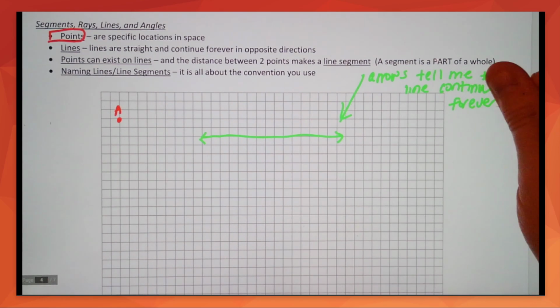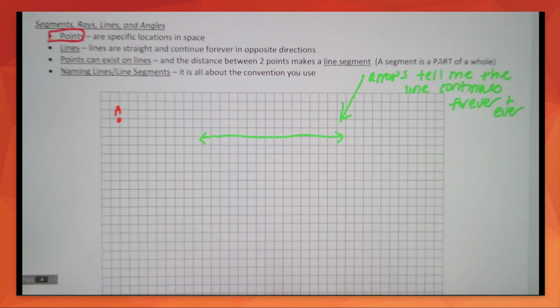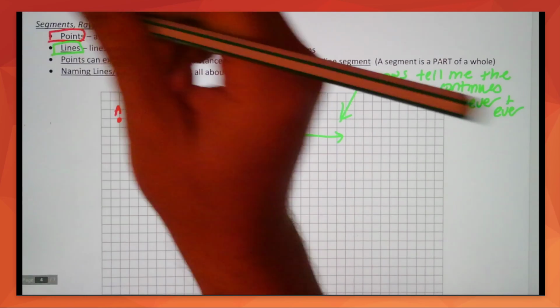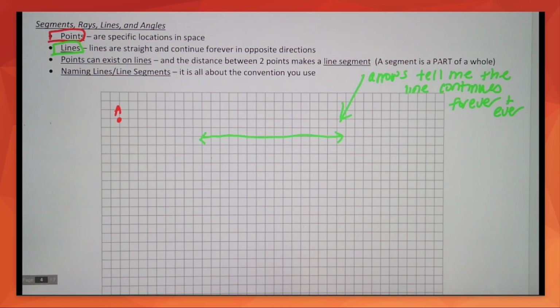That's forever and ever. Okay? So that's what that arrow means. And I know now this is a line. We're going to use the green to display that. Okay. Now, right now, there's no name for this line.